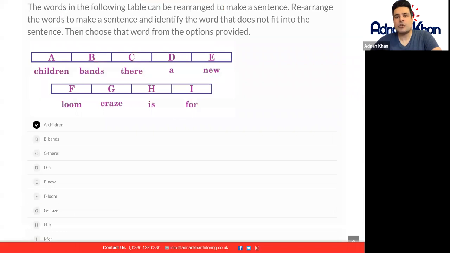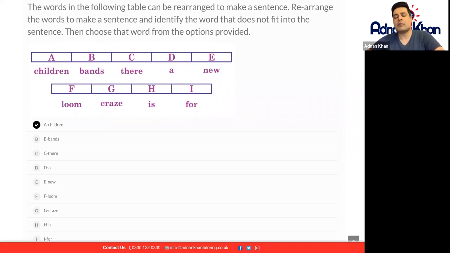So let's have a look at this. Children, bands, their, new, loom, craze, is, for. Does it make sense? Let's rearrange this sentence so it actually makes sense. So let's say there is a new craze for loom bands. A few years ago, there was a new craze for loom bands.